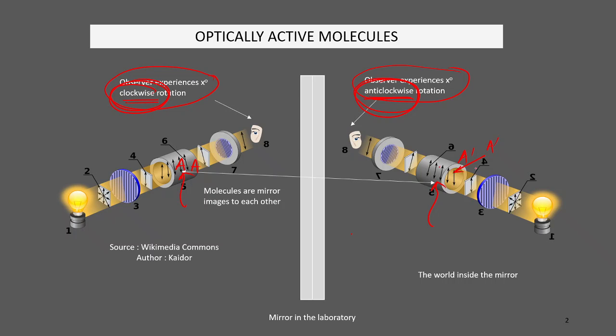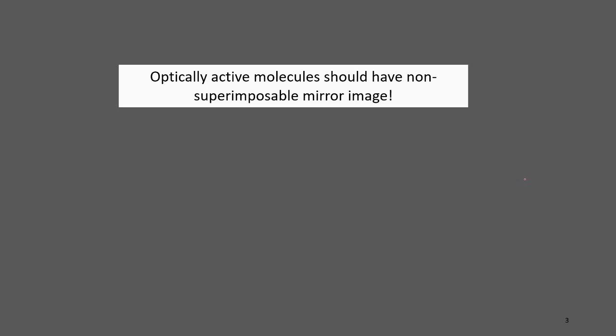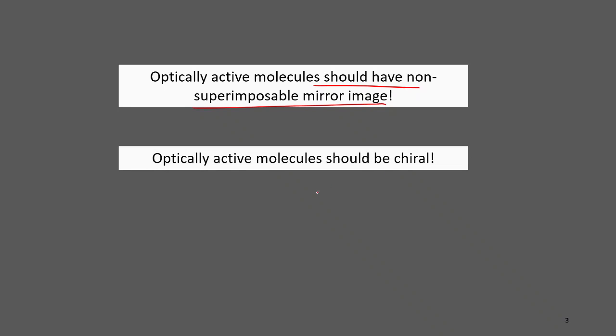So then you can say that optically active molecules should have a non-superimposable mirror image. So this molecule and these molecules are not the same. You can say that they are non-superimposable, right? So optically active molecules should have a non-superimposable mirror image. Optically active molecules should be chiral. This is the definition of chirality. An object is chiral if it has a non-superimposable mirror image.